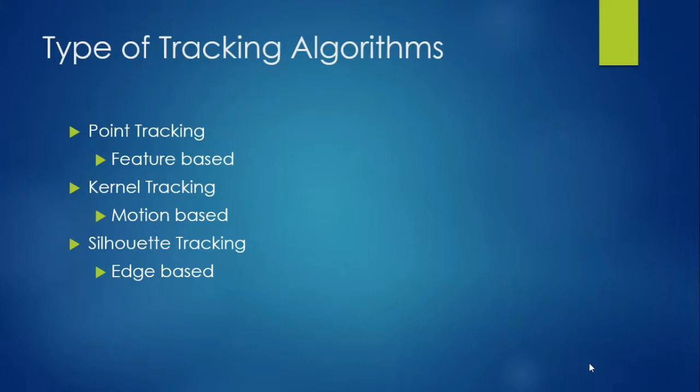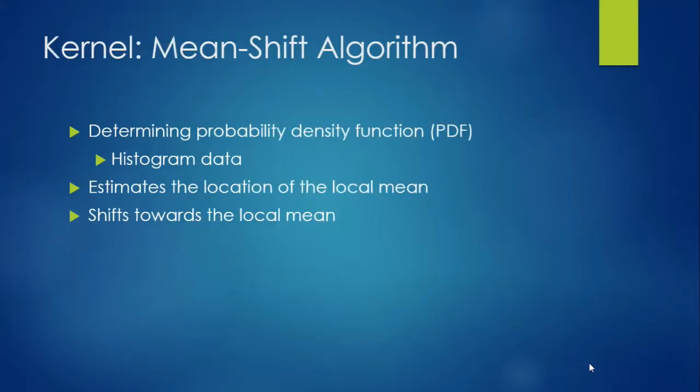Silhouette tracking is similar to kernel, where it's motion-based, but it's for more advanced objects. So they are looking more for edges, for example, and follow the edge and the pattern of the edge throughout the frames themselves. For this research, I decided to use a kernel-based algorithm called the mean shift algorithm. How this tracking algorithm works is it determines the probability density function of our Parzen window and then shifts to that local mean, hence mean shift algorithm.